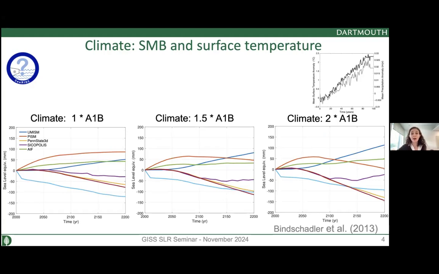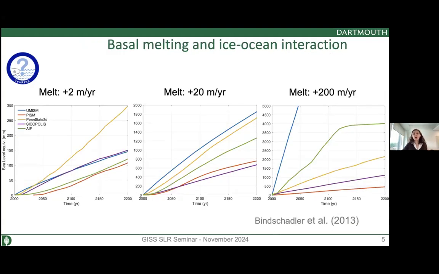If you look at what was done for oceanic forcing and how the role of the ocean was taken into account, it's even worse. We had these models with constant climate conditions. And then to look at the impact of warming oceans, we really didn't have much idea of what was going on in the ocean. So we added 2 meters per year of melt under all ice shelves in Antarctica, or 20 meters per year additional melt under all these ice shelves, or 200 meters per year additional melt. So really, really crude forcing.